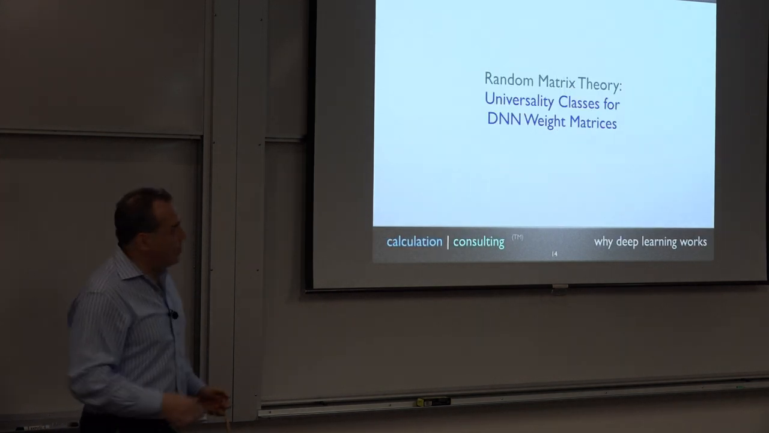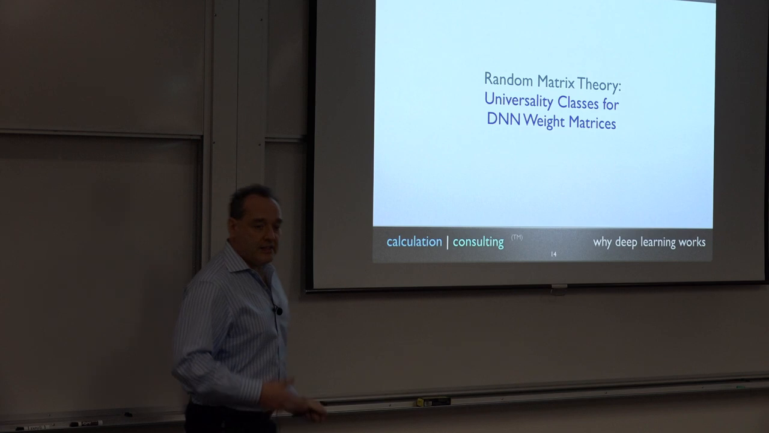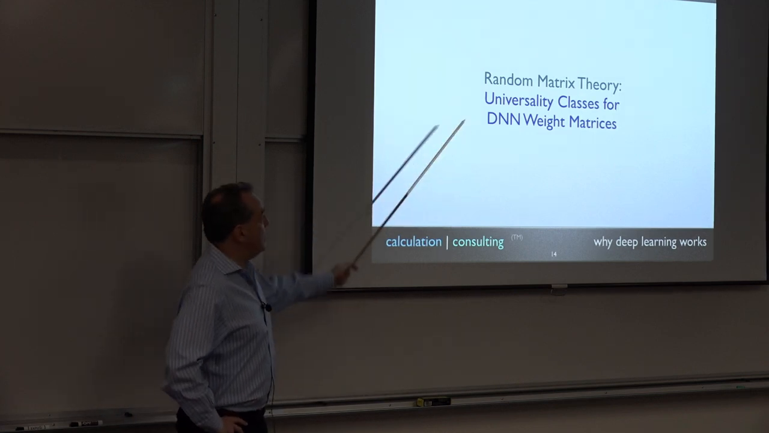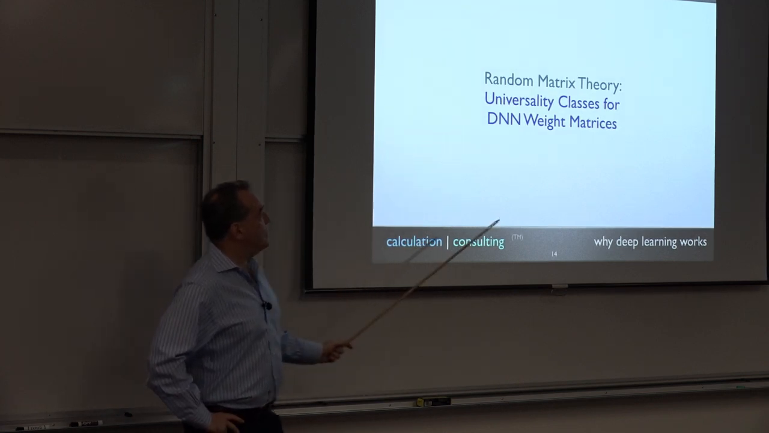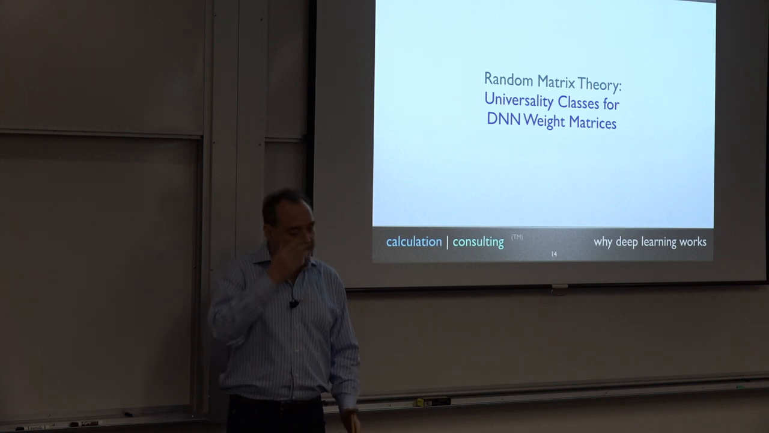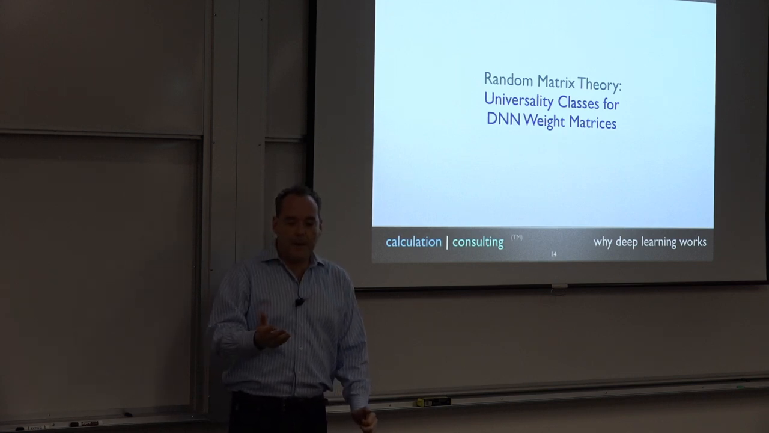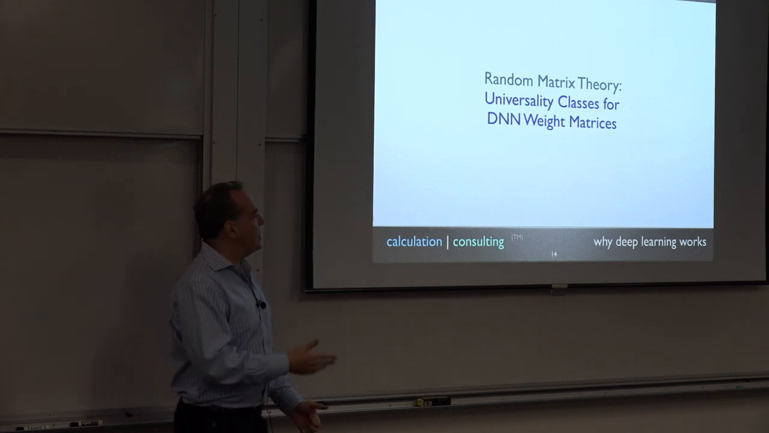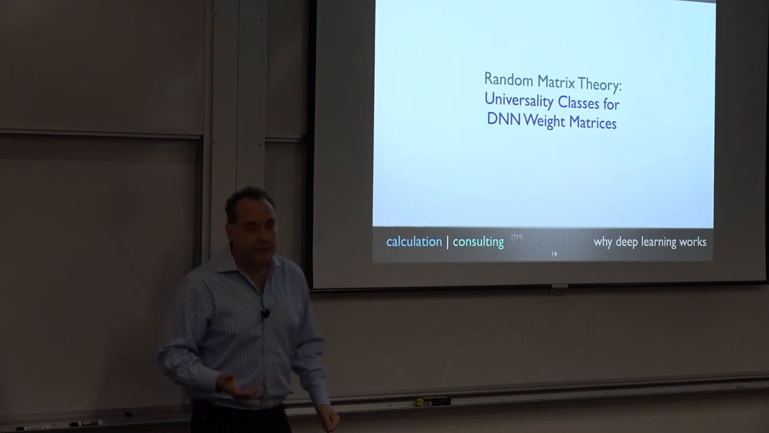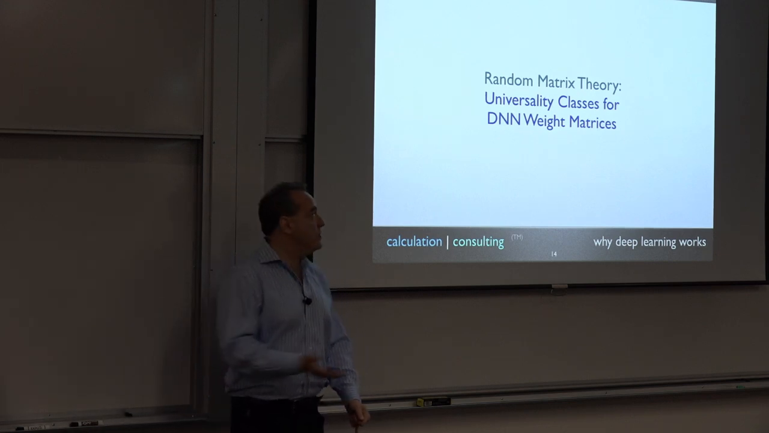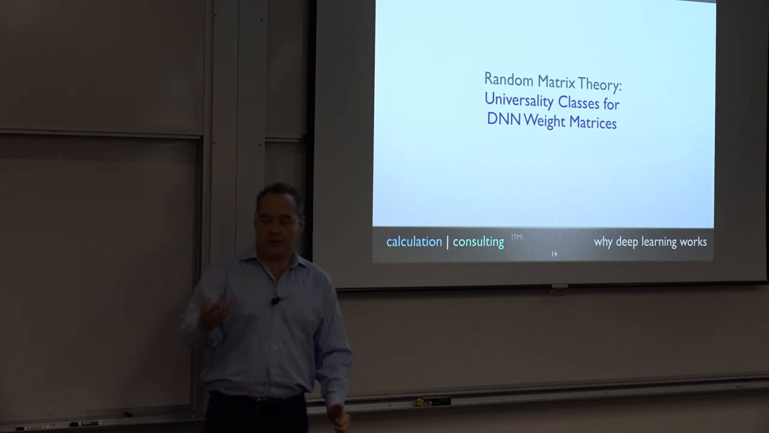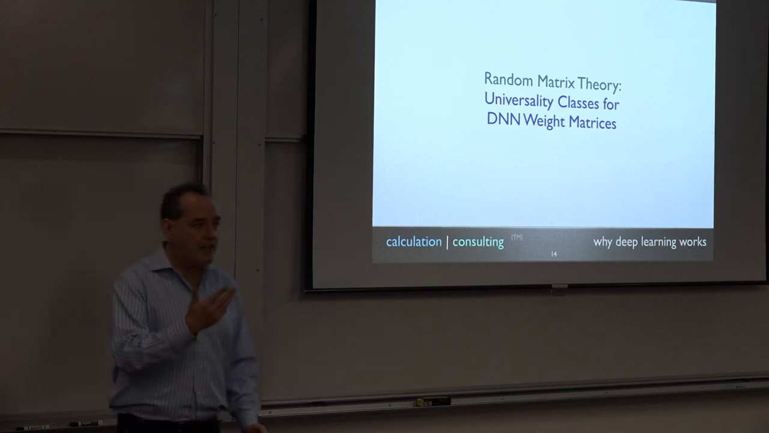So in order to do this, I'm going to use a technique from theoretical physics. We're going to use random matrix theory. And what I'm going to talk about is that there are universality classes. This random matrix theory was developed back in the early 90s for studying things like the Palmer problem. I'm more familiar with it from quantitative finance. We use these techniques in finance to solve the portfolio optimization problem and to price options.